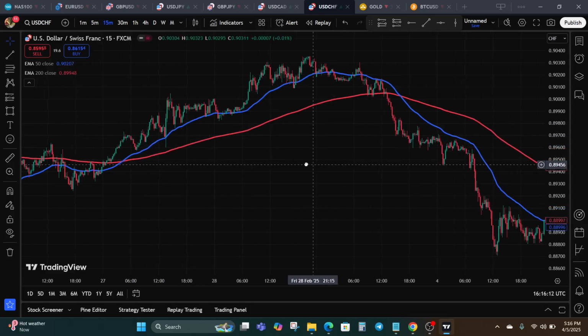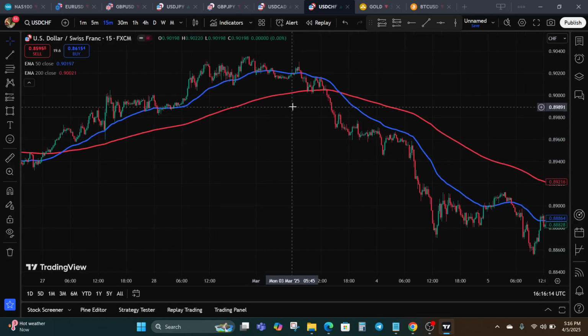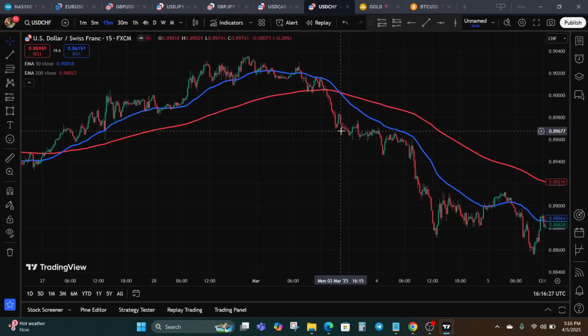Okay, for a sell signal, the primary signal for a sell trade occurs when the 50 period EMA crosses below the 200 period EMA. This indicates that the market may be shifting into a downtrend. So to confirm the signal, you look for price to stay below both moving averages.